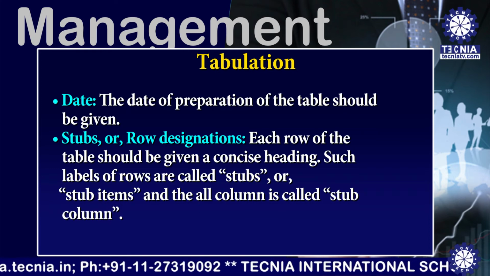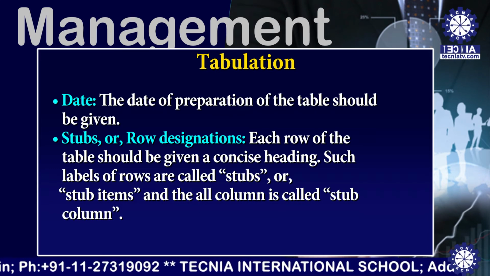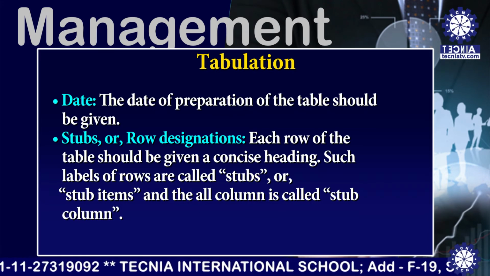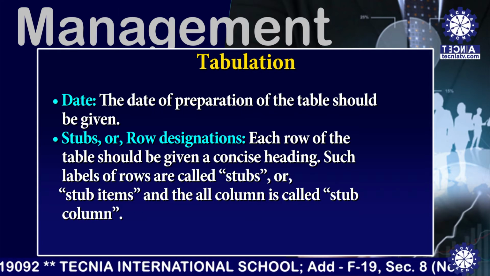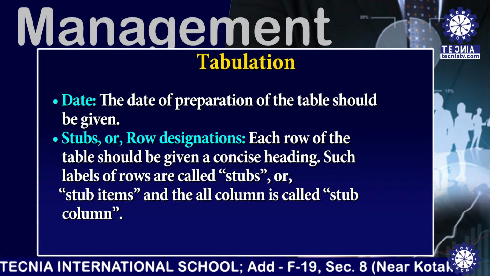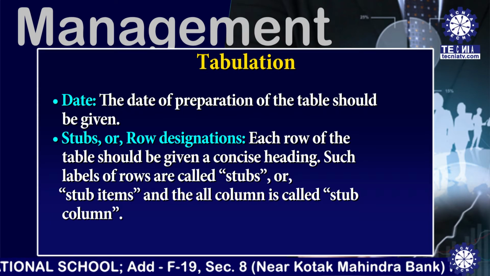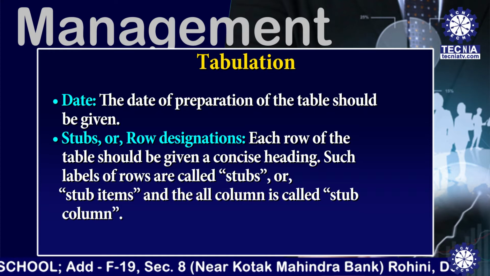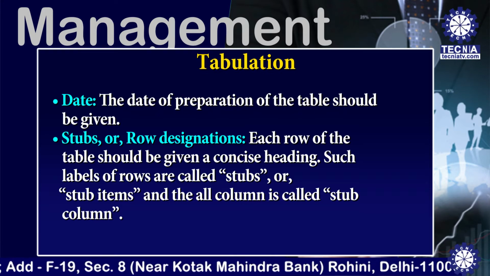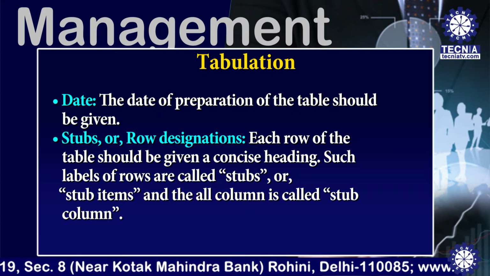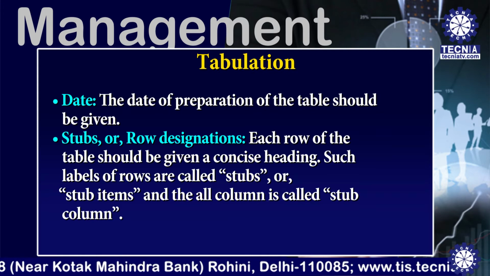Next one is the date. The date of preparation of the table should be given. The next one, that is the stubs or row designations. Each row of the table should be given a concise heading. Such labels of rows are called stubs or stub items, and the left column is called the stub column.